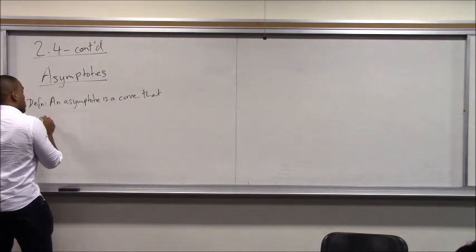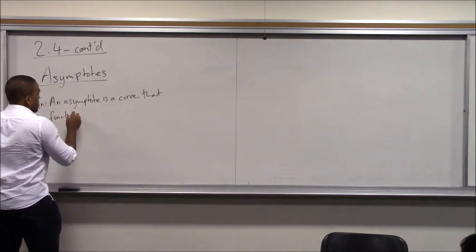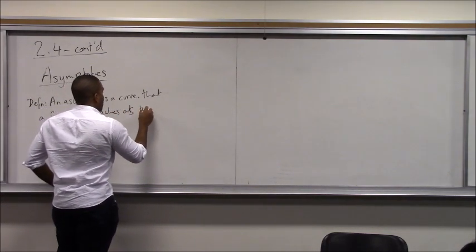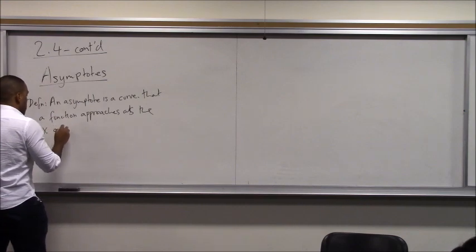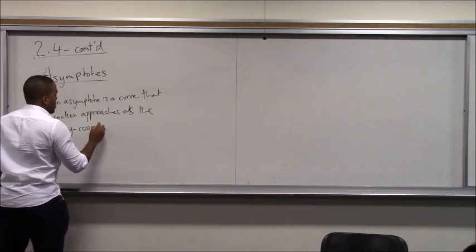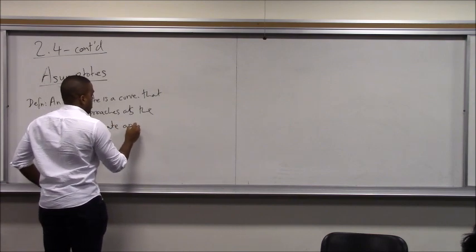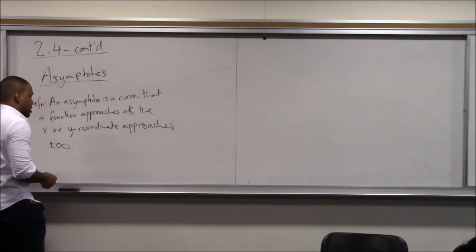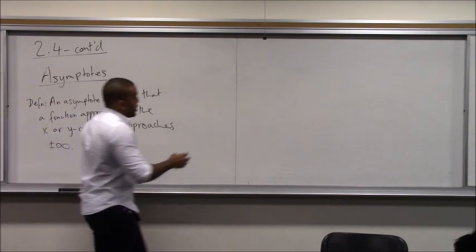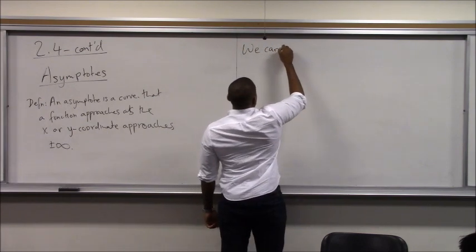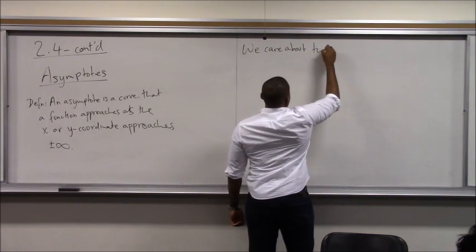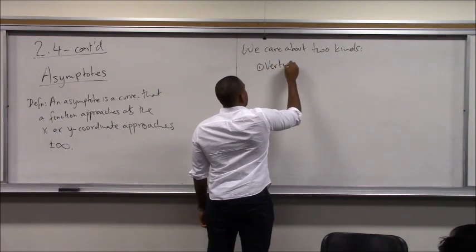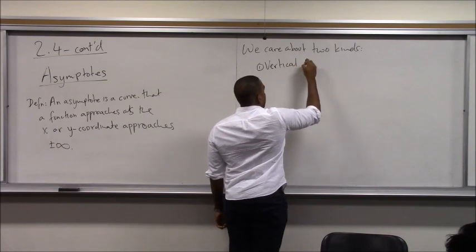That is a curve that a function approaches as the x or y coordinate approaches some x infinity, right? Don't really need to know that definition. We only care about two kinds. One, vertical asymptotes. This is when your asymptote is a straight vertical line.